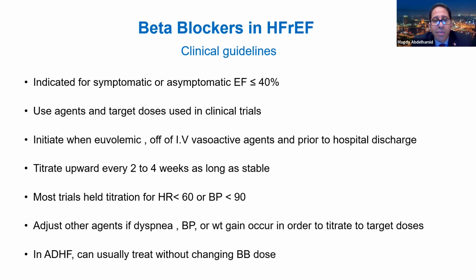In acute decompensated heart failure, we can usually treat patients without changing beta blocker doses, just increasing the dose of diuretics, except if the patients have evidence of hypotension and hypoperfusion, so beta blockers should be stopped.